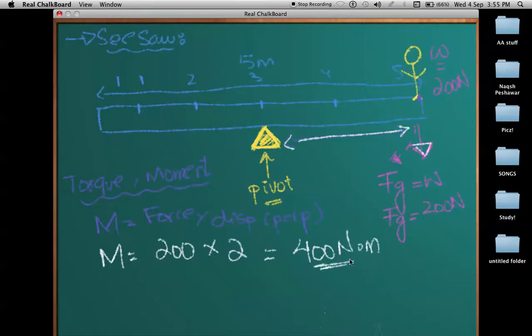That's great. So he is exerting a moment of 400 newton meters in this direction, which is the clockwise direction, because the clock moves in this direction. So this is the clockwise direction.